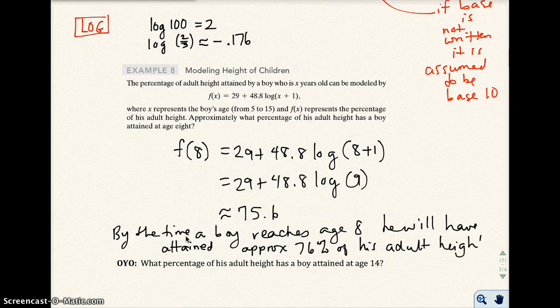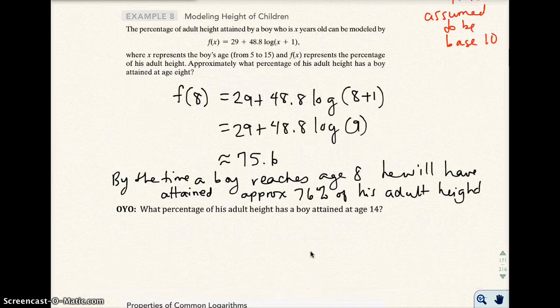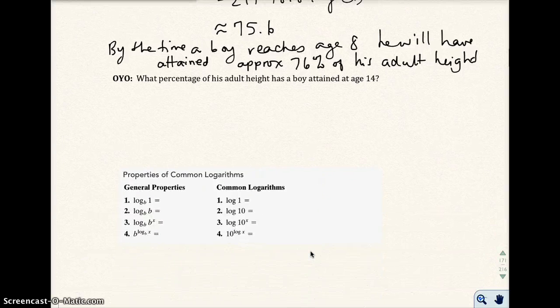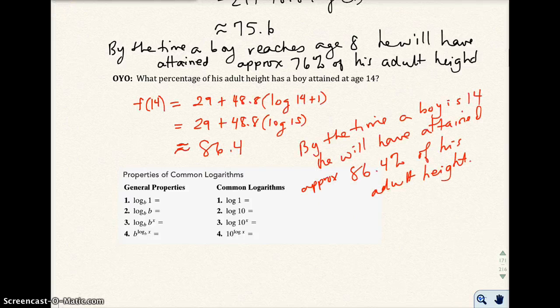As I'm recording this video, my son will be 8 in July. So he will have 76% of his adult height. So he has a little bit more growing to do, but he's almost there at his adult height. On your own, I want you to tell me what percentage of his adult height a boy will have attained at age 14. Go ahead and pause the video and figure that out. Okay, for the on your own problem, by the time the boy is 14, he will have attained approximately 86.4% of his adult height.